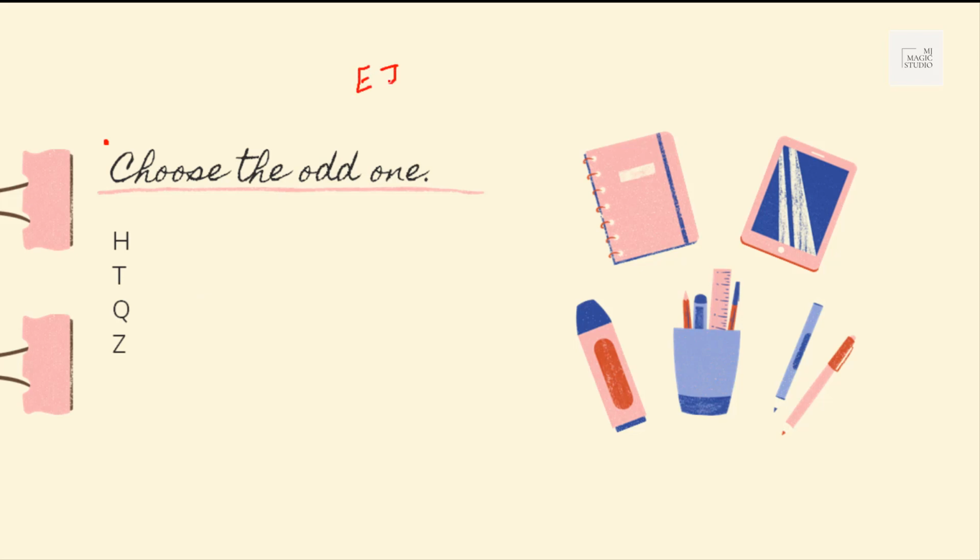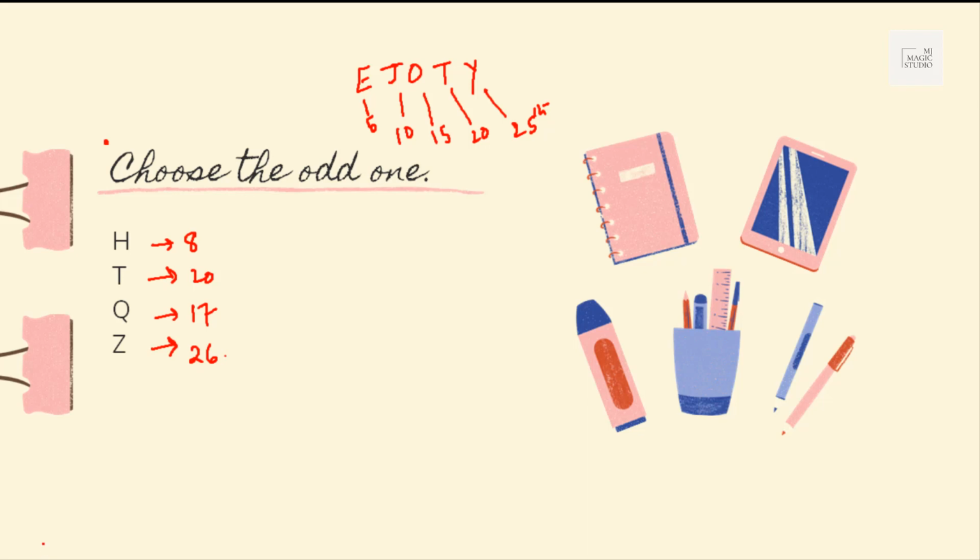And E, J, O, T, Y always helps me out in figuring out the positions. E is the fifth letter, J is the 10th, O is 15th, T is 20th, and Y is 25th letter in the alphabets of English language of 26 alphabets. So H is 8th, T is 20th, Q is OPQ 17th, and Z is 26th, that we know.